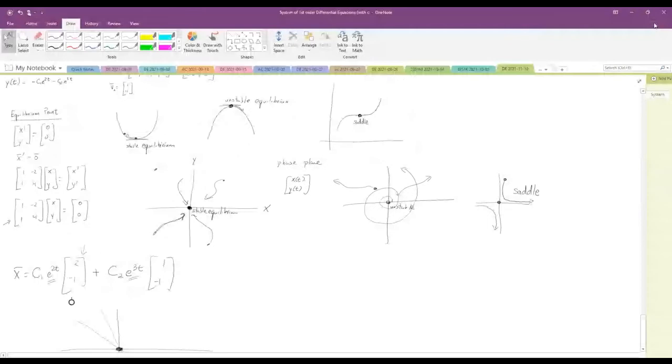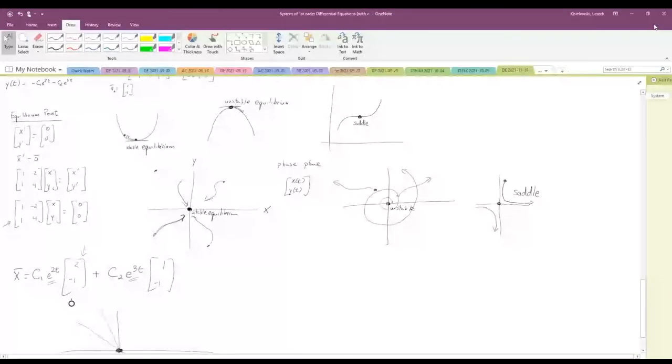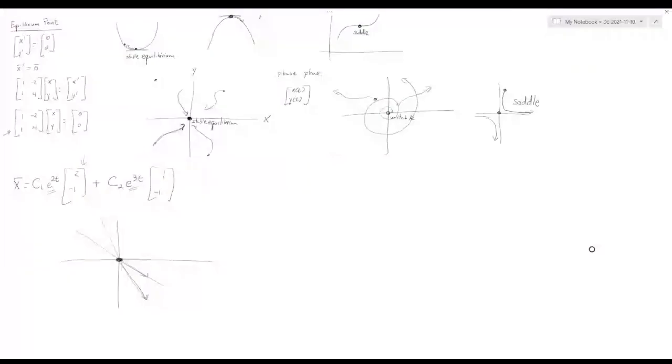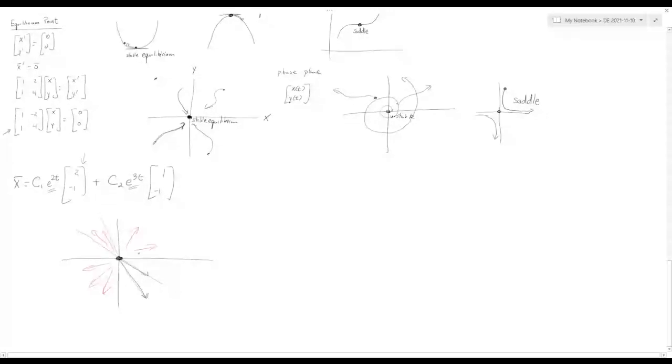So I'm going to use colors because they tell me to. So where you start depends on the initial condition, but you would tend to move away from this equilibrium. So that's an unstable equilibrium point, and we call that a node.